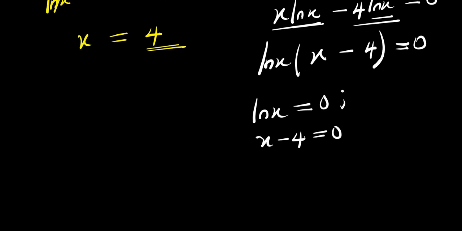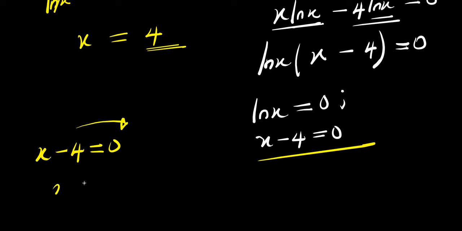Now I can solve these individual equations. So let's start with this one here. You have x minus 4 equals 0. This is a linear equation. You move this here. You have x equals 4. So this is still the same solution we had earlier on.